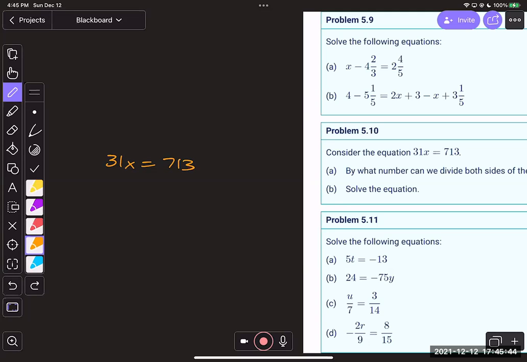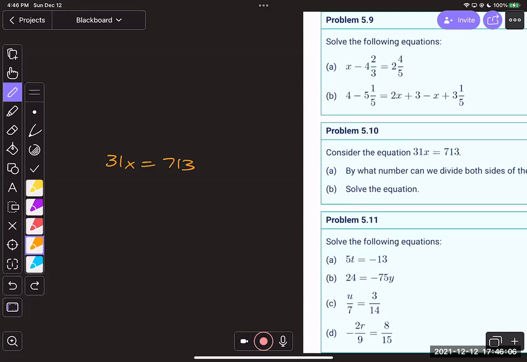So in this case, your multiplication is what's happening. So you've got to divide to get rid of it. So what do you divide on both sides? So what number were we multiplying by again? X. Well, x by 31. Yeah, so what do you have to get rid of?